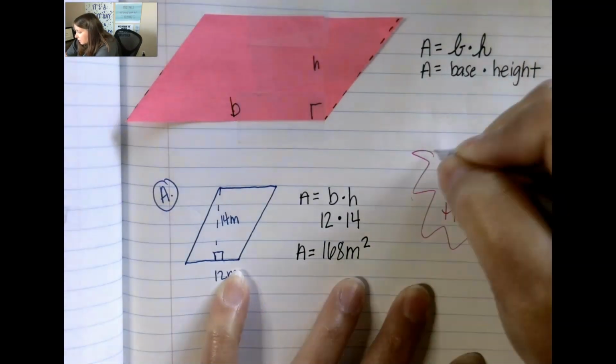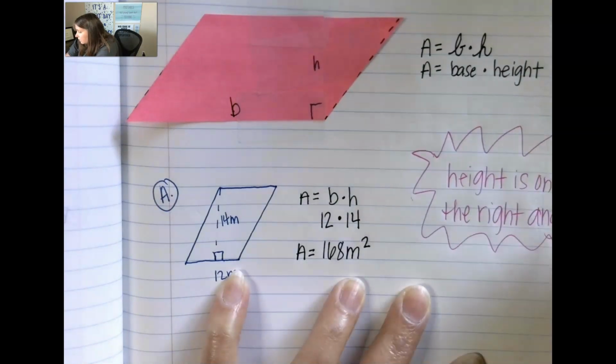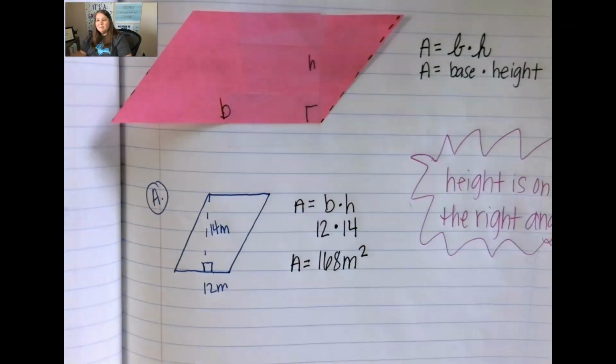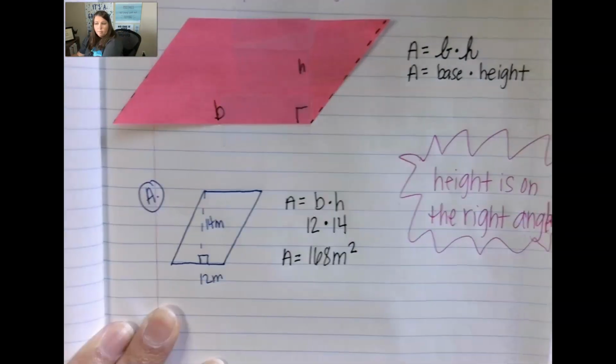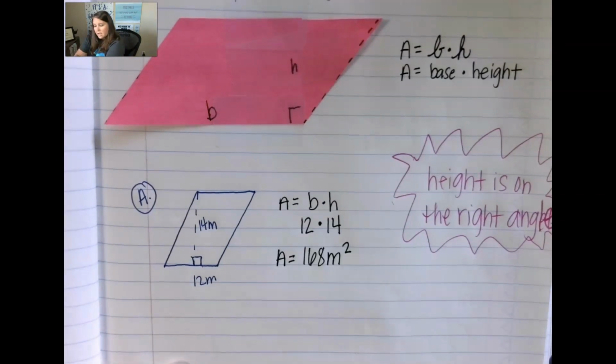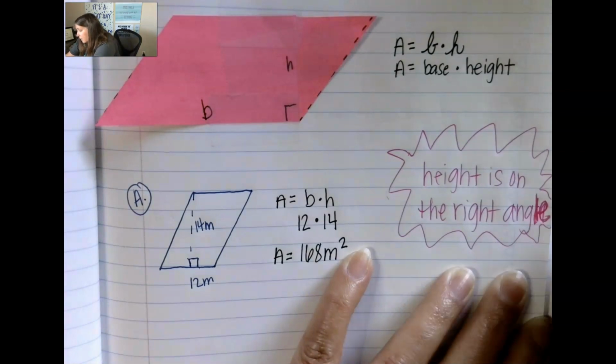Did I just write angel? I did. Oh my gosh, Miss Englander, I can't say my name. Okay, so the height is on the right angle. And yes, it's L-E, my bad.